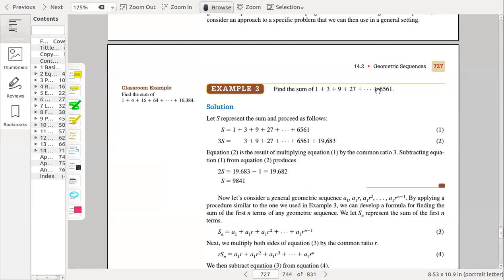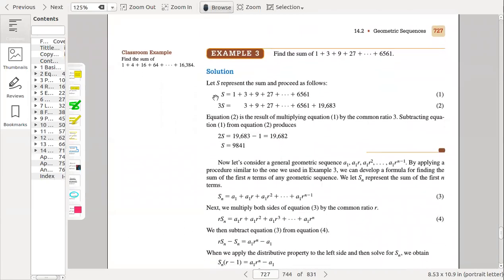First we have to verify whether this is a geometric sequence or not. So this is a geometric sequence. Why? Because if we multiply 1 by 3, we get the second term. Multiply the second term by 3, we get the third term. Multiply the third term by 3, we get the fourth term. So it means this is a geometric sequence, but written in the form of a sum, because we are interested in finding the sum of the terms of a geometric sequence.